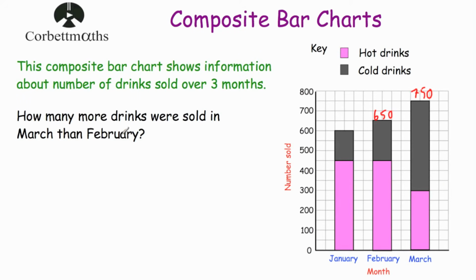So we were asked how many more drinks were sold in March than February. So we're going to do 750 subtract 650 to work out the difference between them, and that would be equal to 100. So there were 100 more drinks sold in March than there were in February.